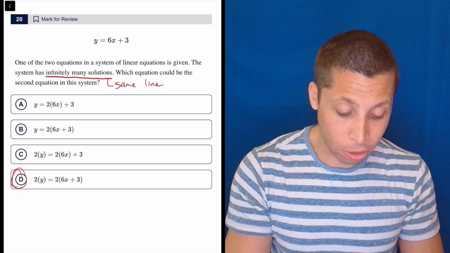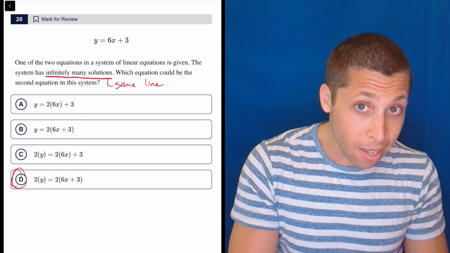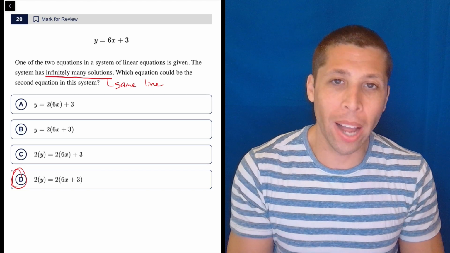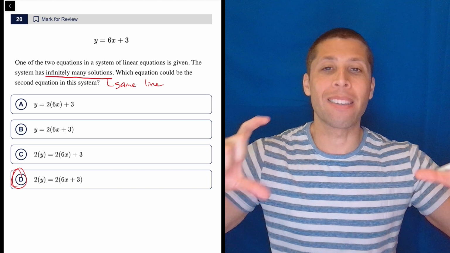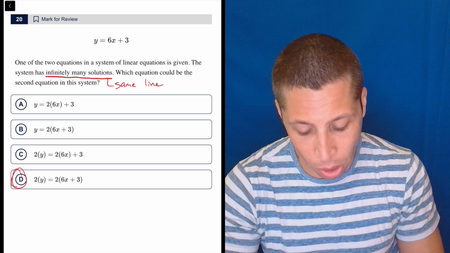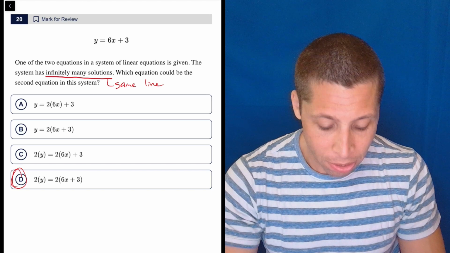A is doubling just one part of the line. B is doubling the right side, but the Y has to be doubled as well. I know that's weird because you're like, well, don't I want Y equals mx plus b? Yes, but in order for it to reduce out, everything needs to be doubled. And so C gets closer, but we need to distribute. The 3 also needs to be doubled. So D is the answer.